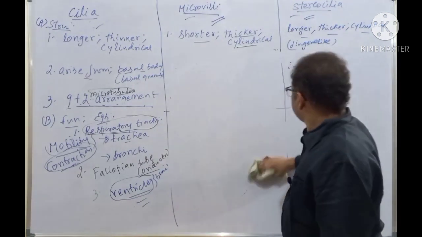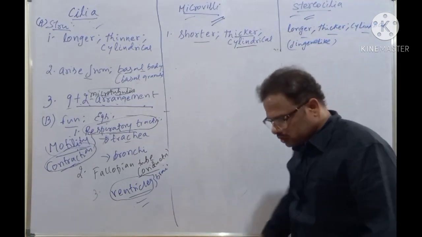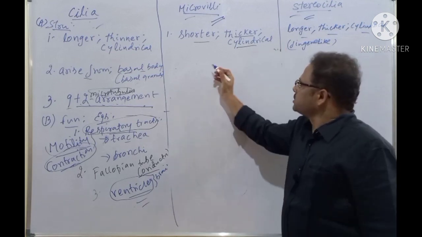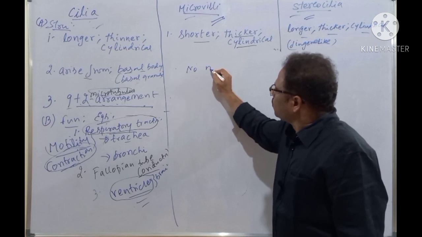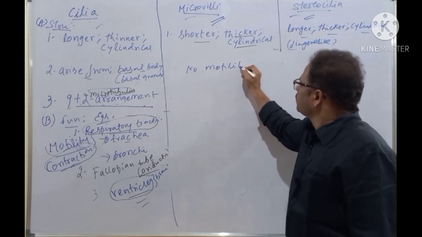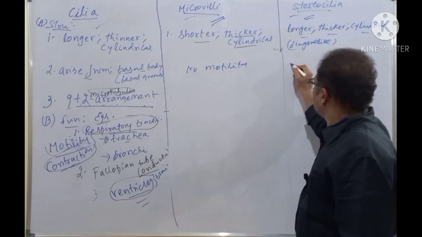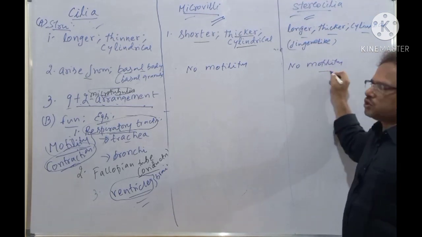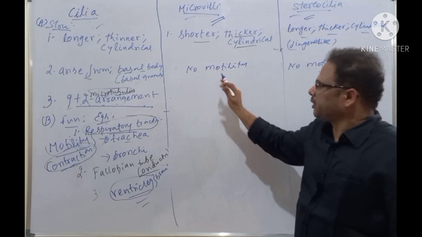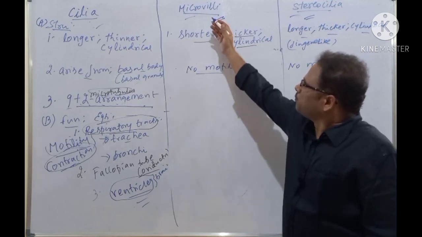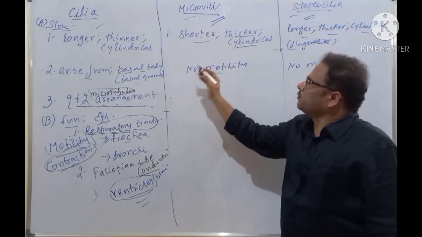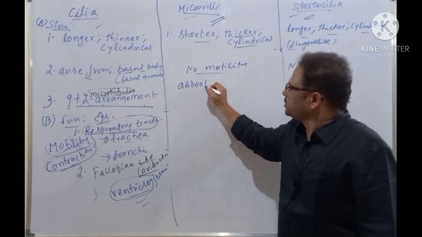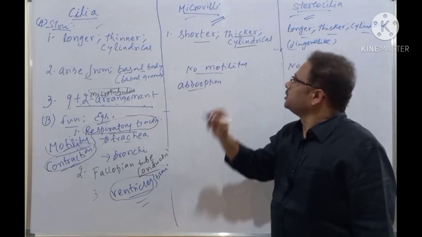Now both microvilli and stereocilia are not concerned with motility, no motility is there. Here also no motility, because here the 9+2 microtubular arrangement is absent, that is why no motility. And what is the most important function of microvilli? Absorption. Absorption is the main function here.